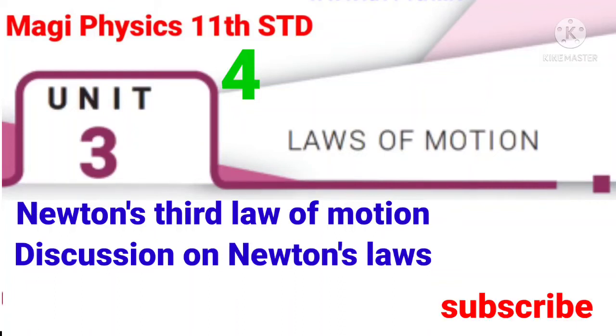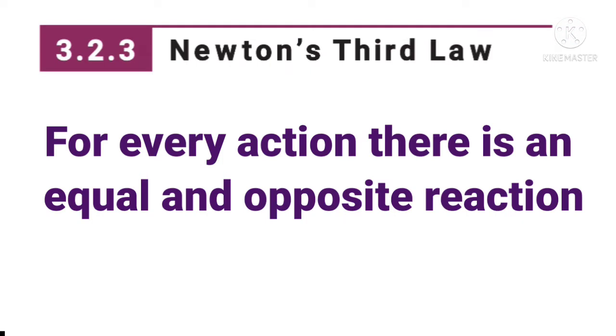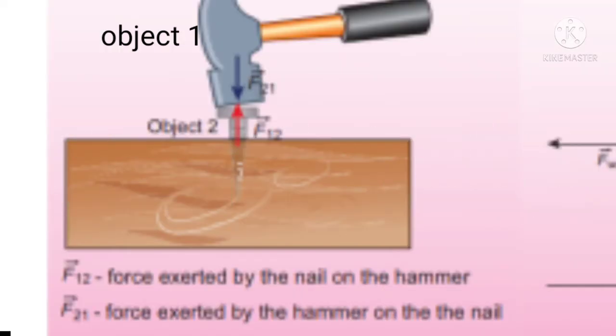Hello students, now we are going to discuss Newton's third law of motion. According to this law, for every action, there will be an equal and opposite reaction. In order to understand this in a better way, whenever object 1 exerts a force on object 2, which is represented by the F21 vector, then object 2 must also exert an equal and opposite force on object 1, which is represented by the F12 vector.